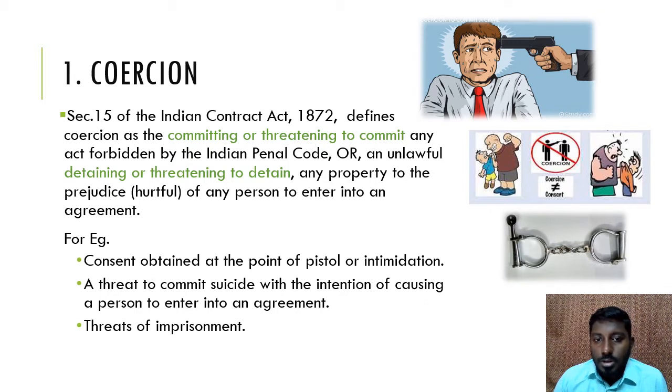So for example, consent obtained at the point of a pistol or through intimidation, threatening to kill someone, or a threat to commit suicide, with the intention of causing someone to enter into an agreement, and also threatening someone based on imprisonment. Okay, so these are some of the examples for coercion, which is against free consent according to law.